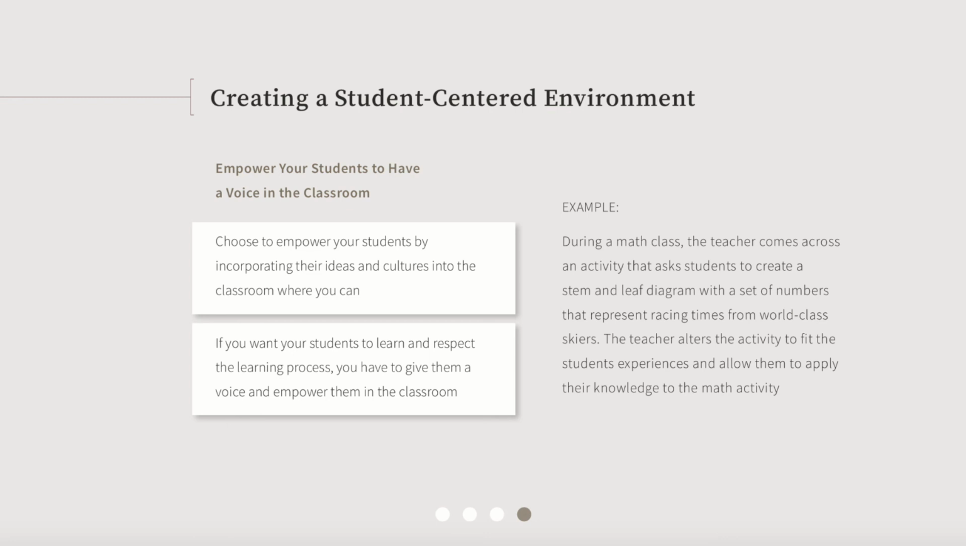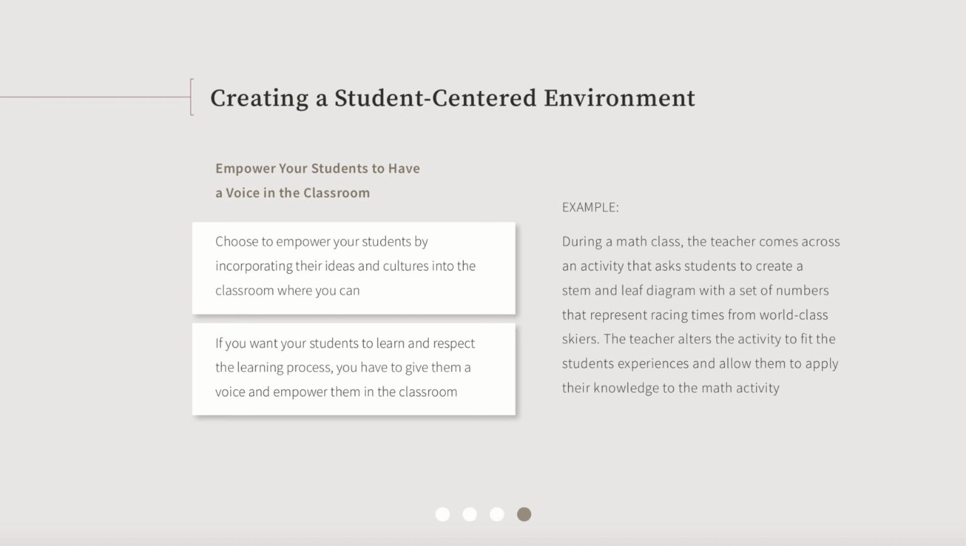It would be nice if teachers could let their students decide what they would like to learn and how they would like to learn it. Teachers are provided with standards and guidelines that determine what the students have to learn, but you have the freedom to decide how your students learn it. Choose to empower your students by incorporating their ideas and cultures into the classrooms where you can.